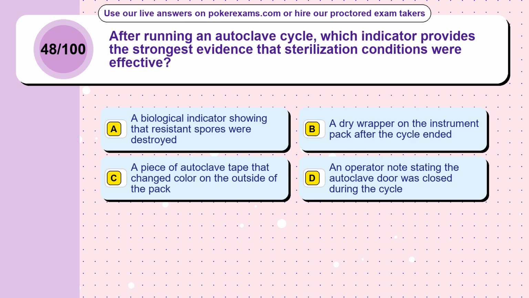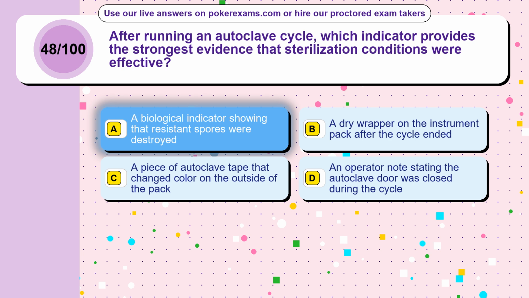Question 48. After running an autoclave cycle, which indicator provides the strongest evidence that sterilization conditions were effective? Option A. A biological indicator showing that resistant spores were destroyed. Option B. A dry wrapper on the instrument pack after the cycle ended. Option C. A piece of autoclave tape that changed color on the outside of the pack. Option D. An operator note stating the autoclave door was closed during the cycle.